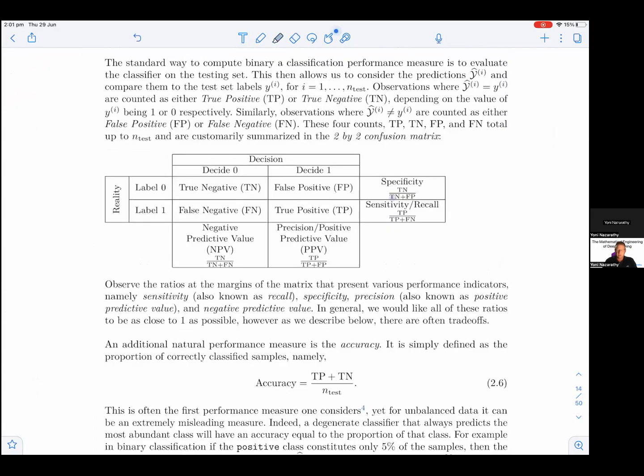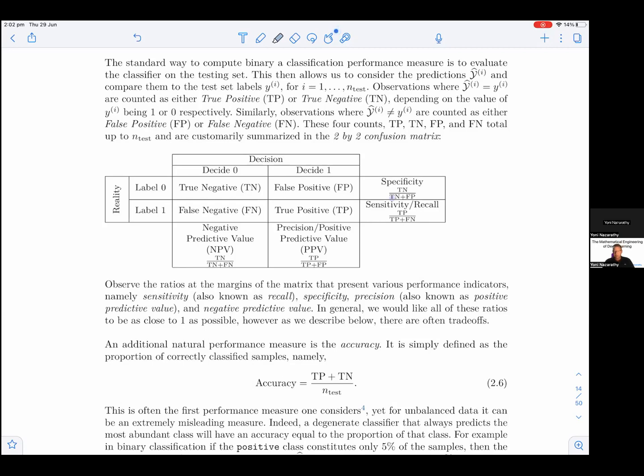The standard way to compute a binary classification performance measure is to evaluate the classifier on the testing set. This allows us to consider the predictions ŷ_i and compare them to the test set labels y_i for i = 1 to n_test. Observations where ŷ_i equals y_i are counted as either true positive or true negative, depending on the value of y_i being 1 or 0 respectively.